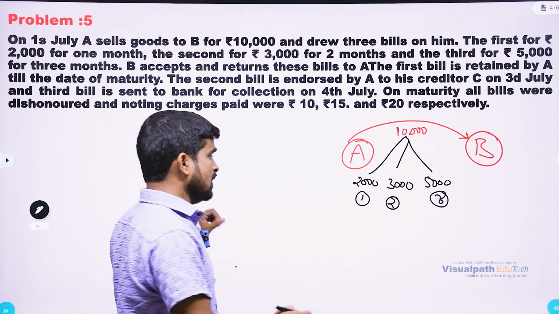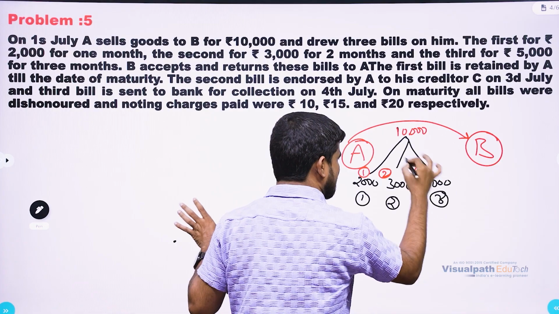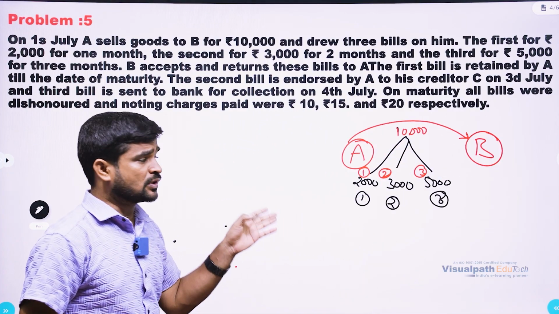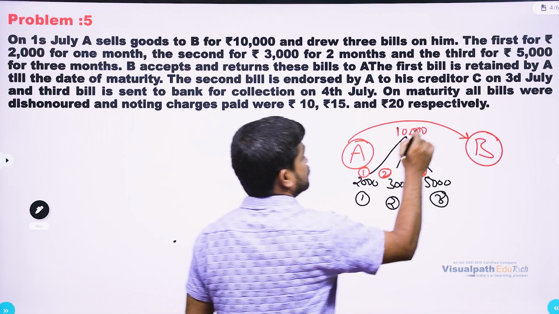And we have to remember the names of the bills also. We'll consider bill 1, bill 2 and bill 3. Remember that the first bill is 2,000, the second bill is 3,000, the third bill is 5,000. Next, let's see the story.